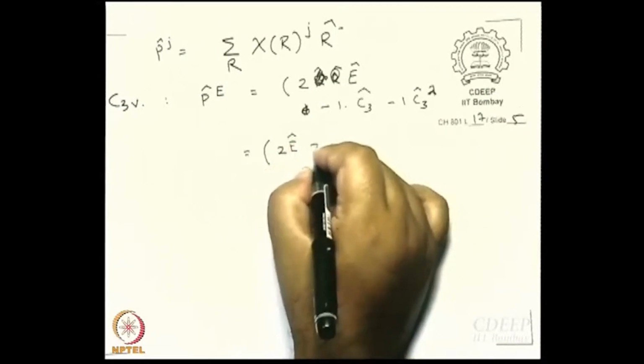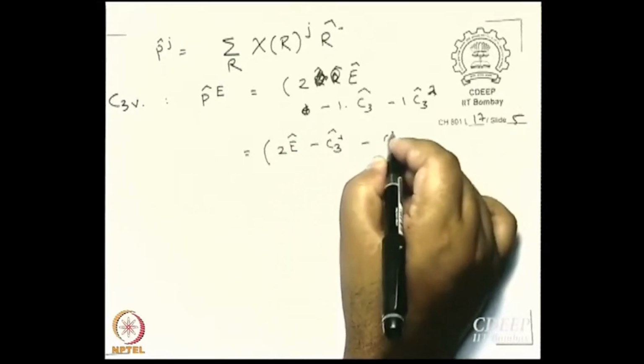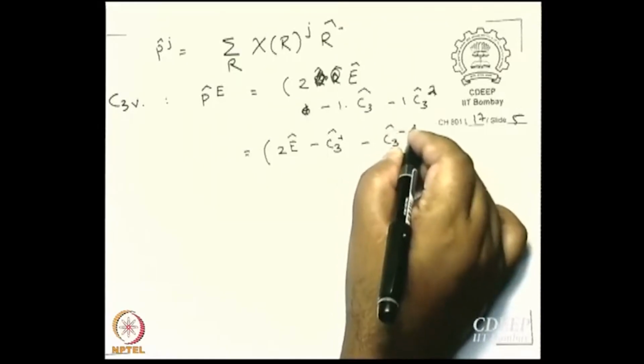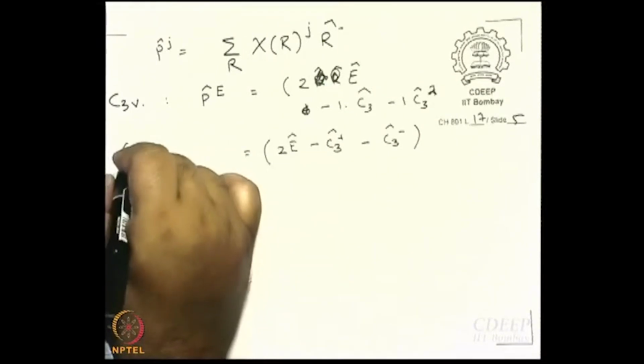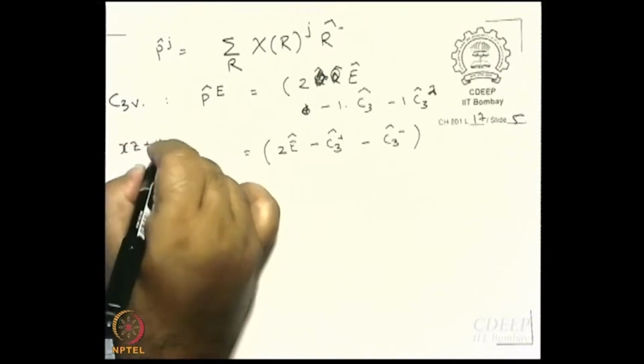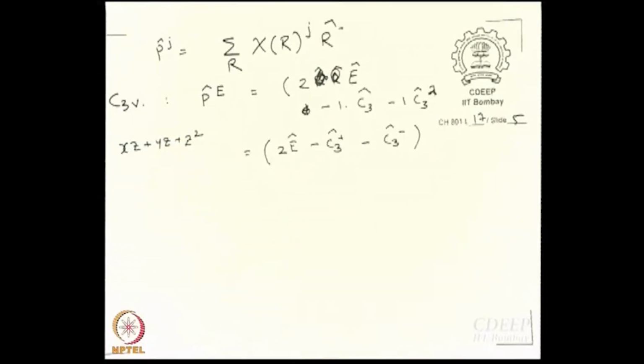2E hat minus C3 plus hat minus C3 minus hat. Or I could have just written C3 and C3 square. This is what I have to operate on: xz plus yz plus z square. Okay? Can you do this and tell me what you get?